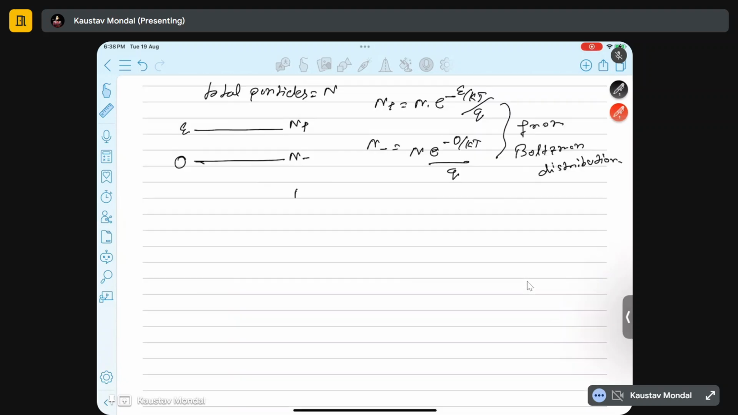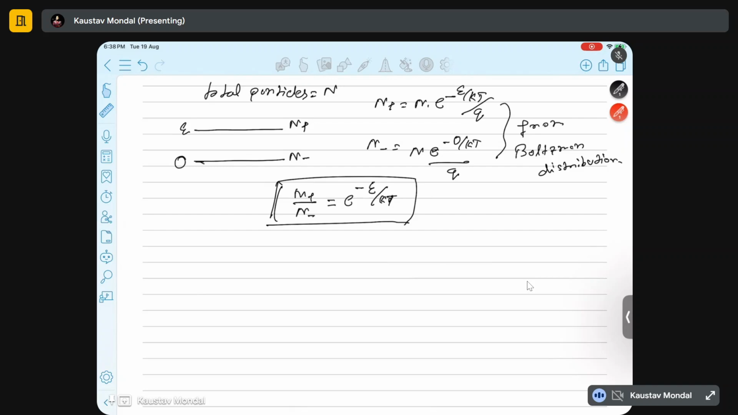So the n plus and n minus ratio would then simply be e to the power minus epsilon by kBT, right? This is the expression of the ratio of n plus and n minus. N plus is the number of particles in energy state epsilon, and n minus is the number of particles in the ground state. So now what you can do is find out the temperature.